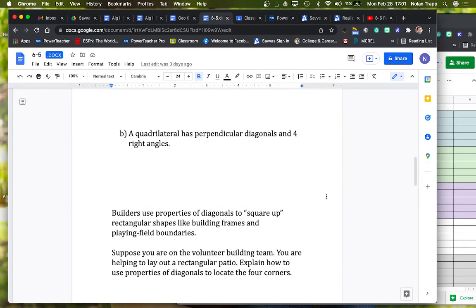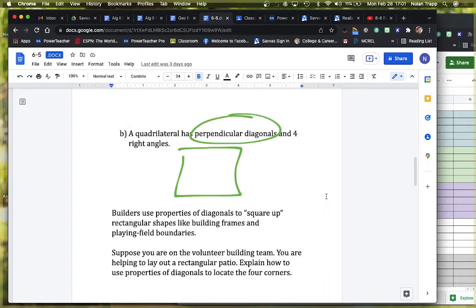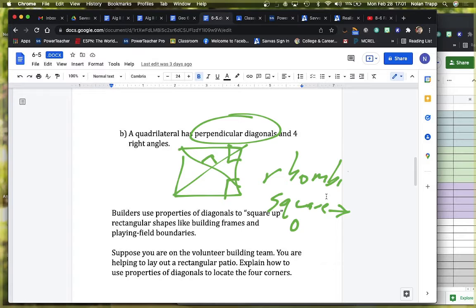Has perpendicular diagonals and 4 right angles? Well, we know that the diagonals are perpendicular. That informs us it's a rhombus. 90-degree angles means that we have right angles in the corner. And the only thing that has right angles in the corner is a square, but any square is technically also a rectangle. So it'd be a rhombus, square, rectangle, all of them.